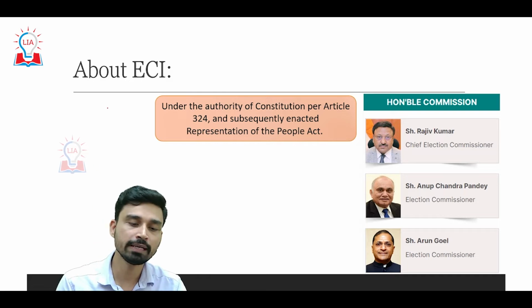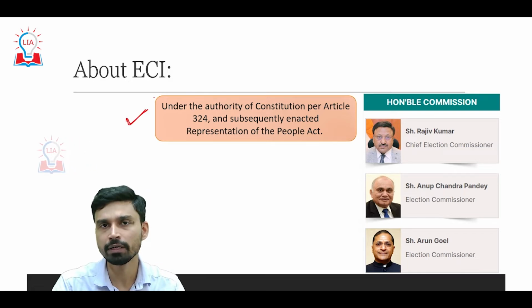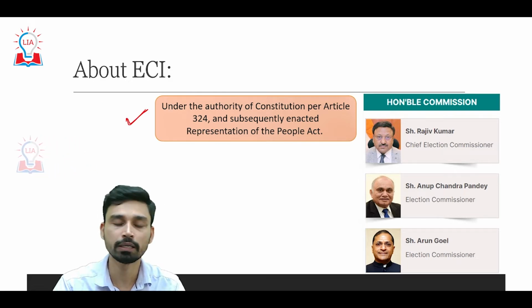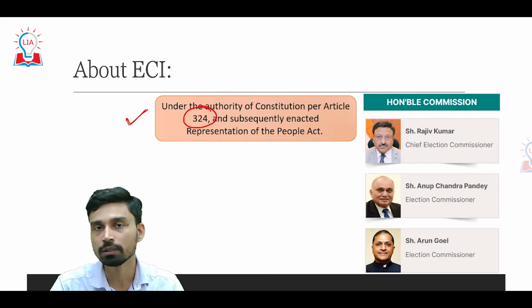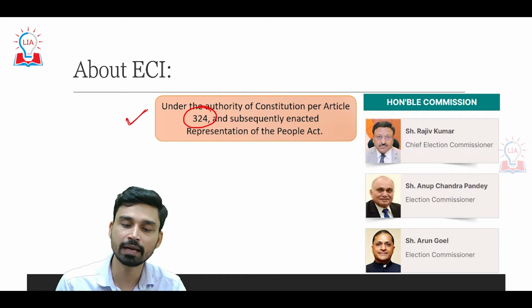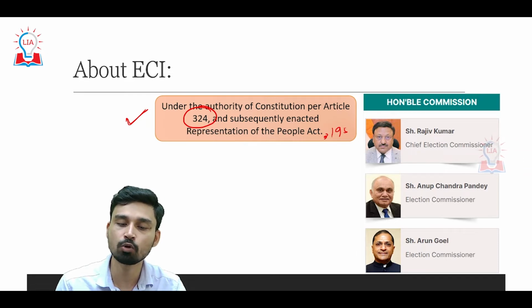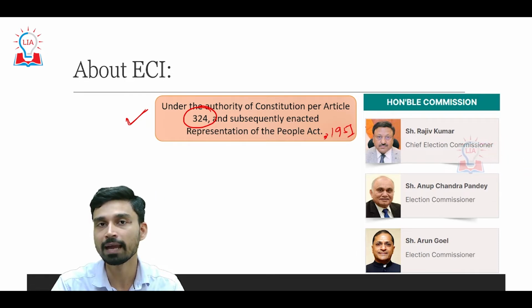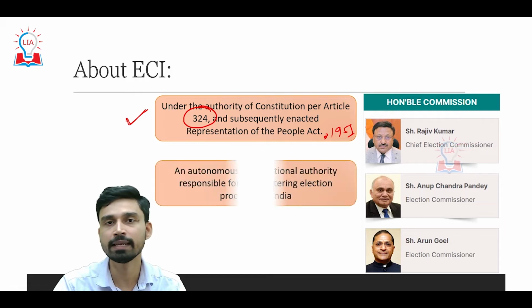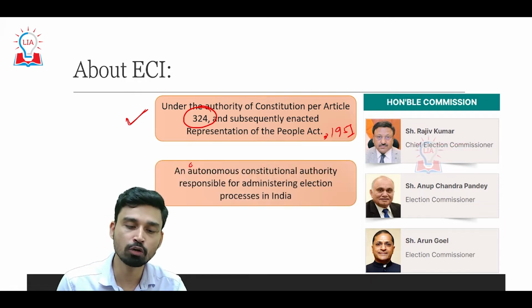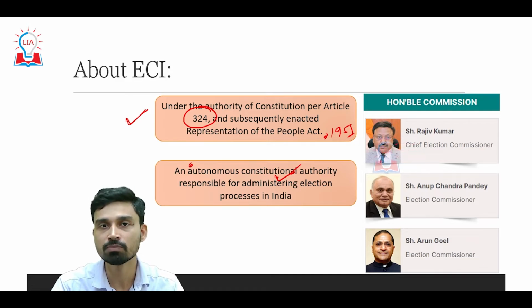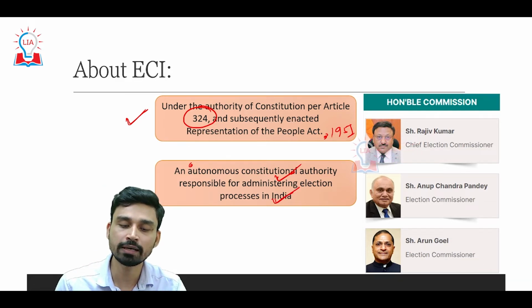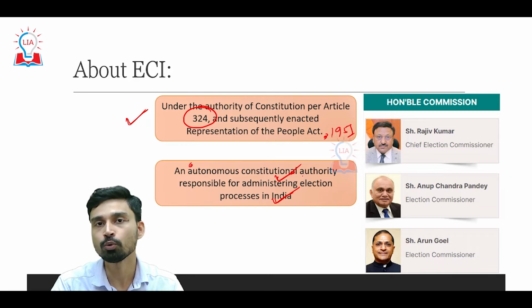Now, if we talk about the Election Commission of India, it derives most of its power and authority from Article 324 of the Constitution, and later on, the Parliament of India legislated an act called ROPA, which is the Representation of the People Act 1951. Obviously, the Election Commission of India is an autonomous as well as a constitutional authority, and the main responsibility of this body is to administer the election process in India and to ensure that free and fair elections take place all across the country.